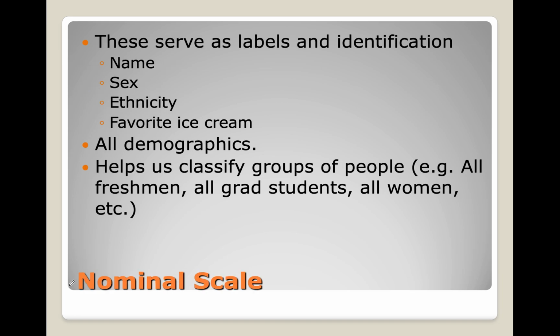A nominal scale, nominal meaning name, is things that put people into categories or label them. So ethnicity, religion, male, female, your grade, school counseling or community counseling, clinical mental health counseling. You're in a group, and it helps us classify groups. So nominal, name.